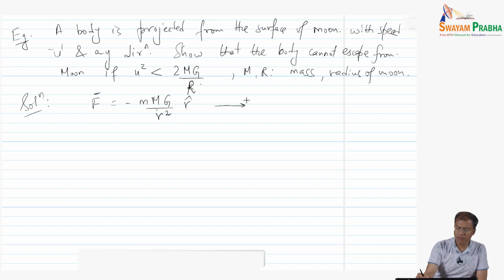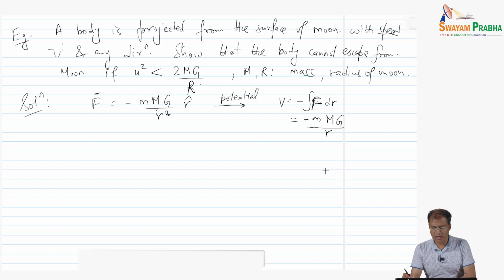From here we can find the potential. We want to do this problem using energy considerations, so we first find the potential energy of the system. V is minus integral f dot dr, and when we integrate we find that this is minus m capital M g by r. So we have found the scalar potential.